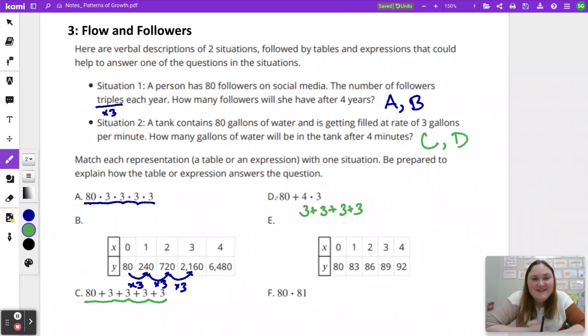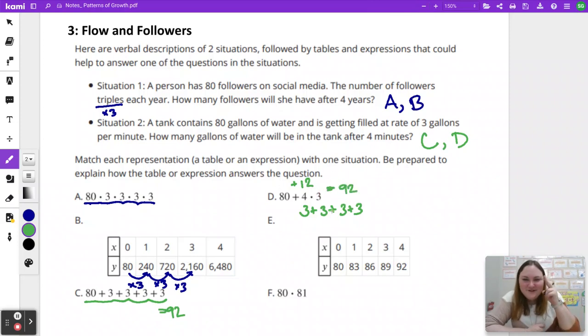We're starting with the 80 gallons of water, and then we're adding 3 gallons for 4 minutes. That 4 times 3 is just telling me if you add 3 gallons for 4 minutes, you've added a total of 12 gallons. You might also help match D with situation 2 if you actually calculate what all of these are. So 80 plus 3 plus 3 plus 3 plus 3 is 92. So the fact that D also equals 92 is a clue that they should go together.